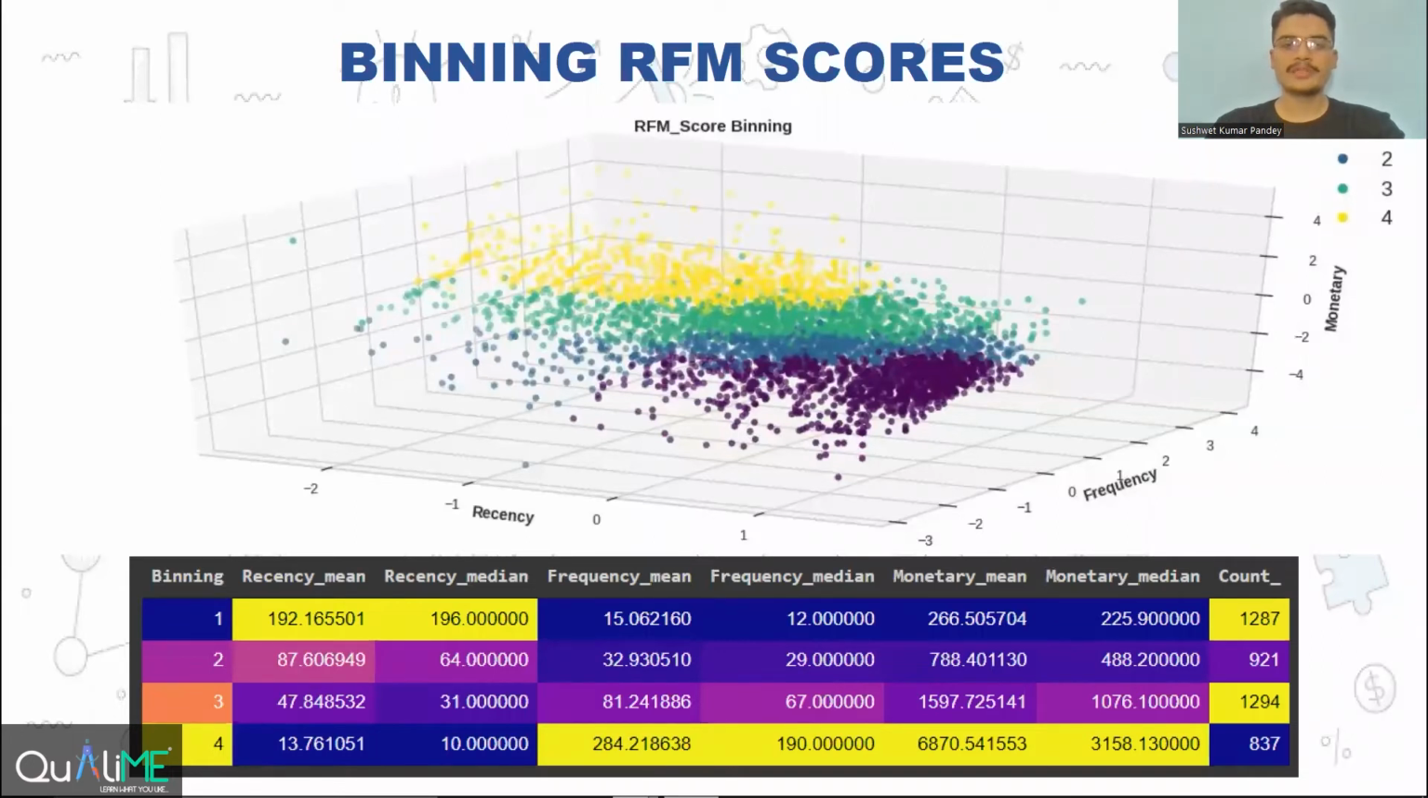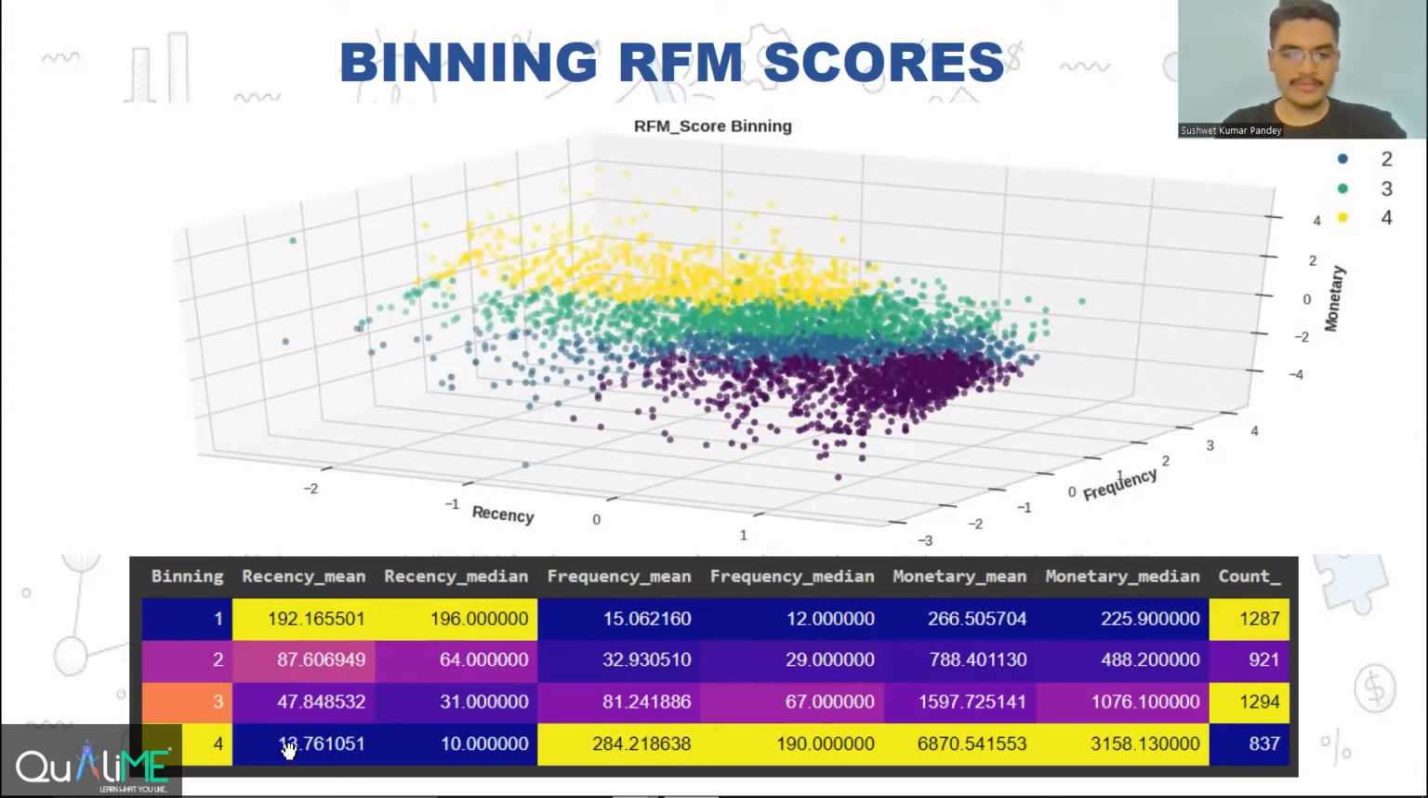First of all, we separated the customers into 4 categories on the basis of quantiles. So we did quantile cut on the RFM scores, and we got these results. So these are the 4 groups of customers. These are the stats: mean and median of recency, frequency, and monetary for all the groups. If you look at the first group, recency is high. That means these customers visited very long back, and they have very less frequency, and monetary value is also very low. So these are the worst customers.